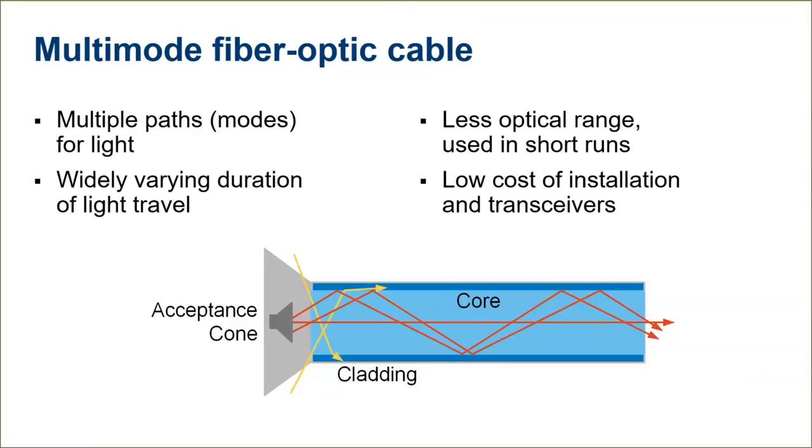Light that strikes the cladding at an angle greater than the critical angle can escape the core and is absorbed by the cladding. So as you can see with the yellow arrows, if the critical angle is exceeded, the light will actually be absorbed by the cladding itself.